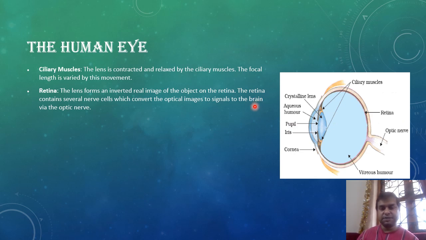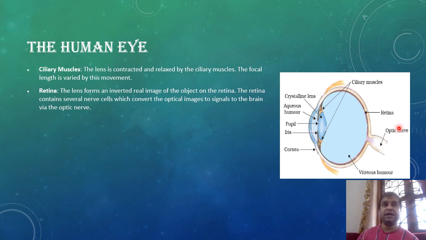So how does that happen? The retina contains several nerve cells which convert the optical images to signals for the brain via the optic nerve. You see the optic nerve over here. The message is received in the form of images, but the brain cannot interpret that. So to make sure that the brain interprets this message and reacts accordingly, the images formed on the retina are converted into signals, basically electrical signals, that are passed through this optic nerve, which immediately sends the message to the brain.